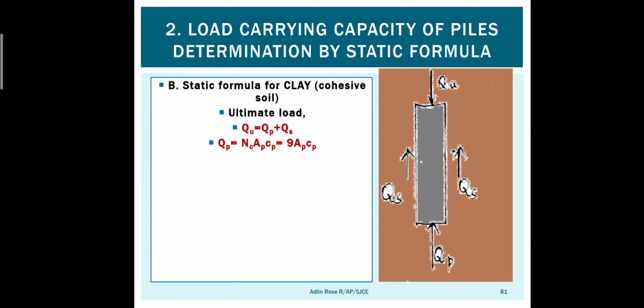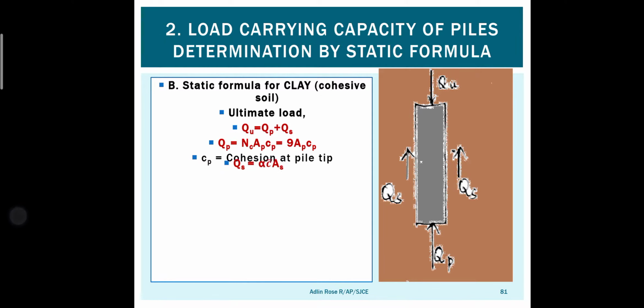So in this, NC is a constant and it is going to be 9. So 9 APCP for the QP formula. Then we have CP, which is the cohesion. Since it's a cohesive soil, CP is the cohesion only at the tip of the pile. At the bottom of the pile, what is the cohesion? We will take it as CP.